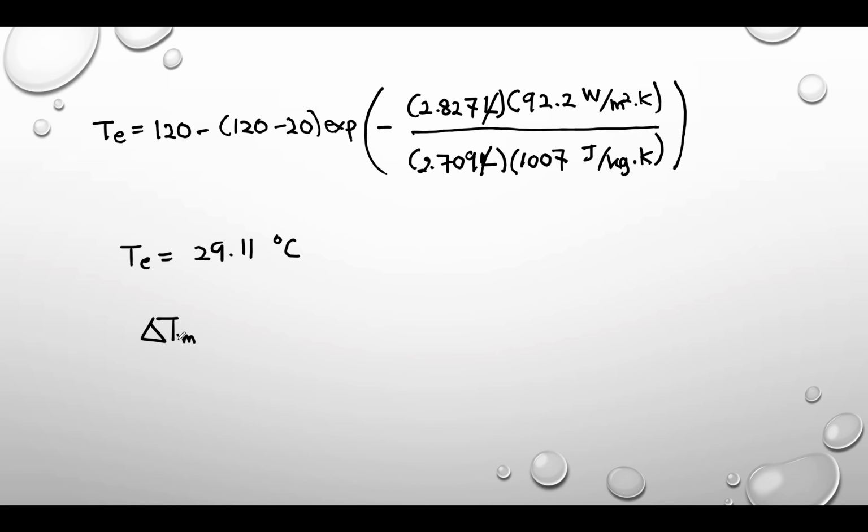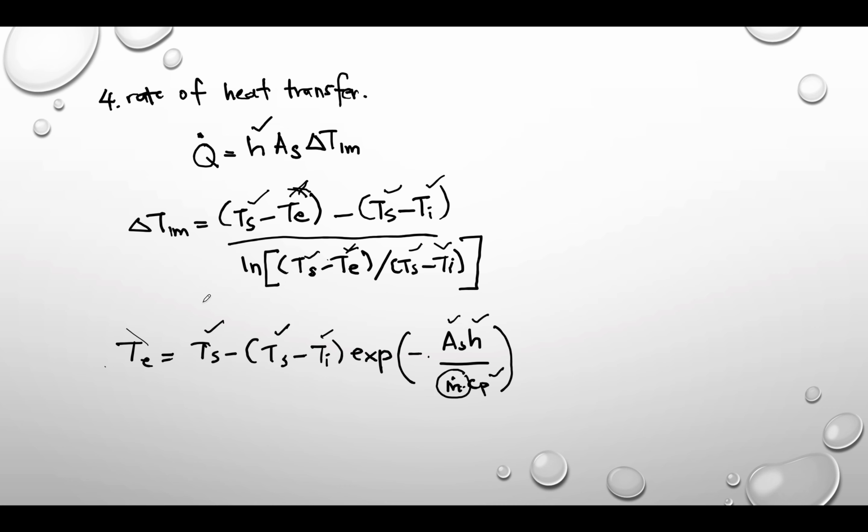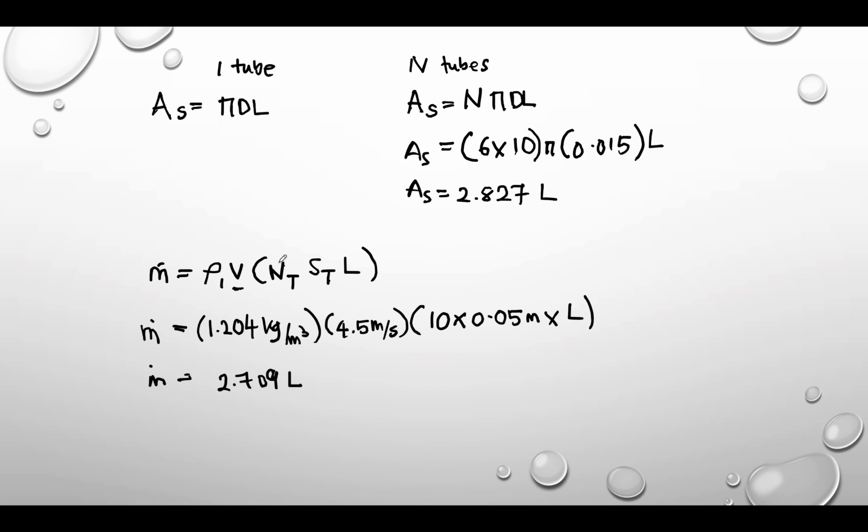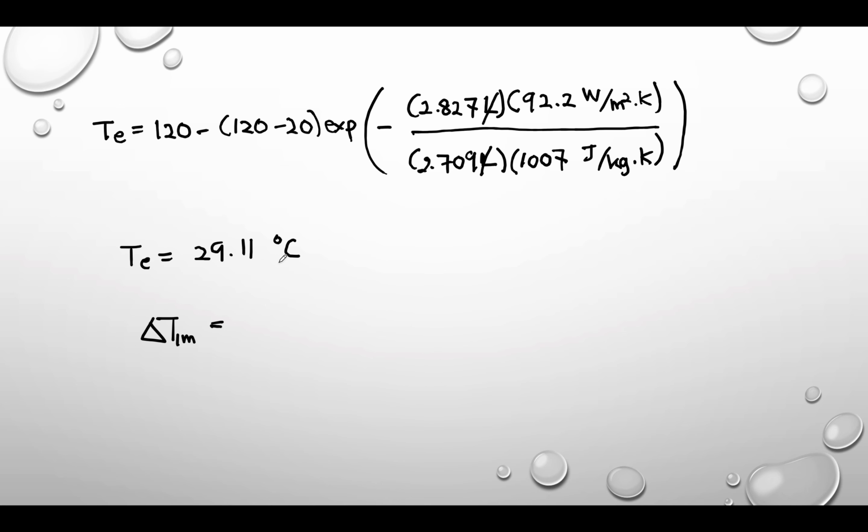After you get this value, you have to substitute into delta log mean. Substitute your value into delta log mean from here. So we have this equation for delta log mean, and you will get your delta log mean is equal to 95.4 degrees Celsius. After you get your delta T log mean, you have to substitute into the Q equation. Q dot is equal to H AS delta T log mean.